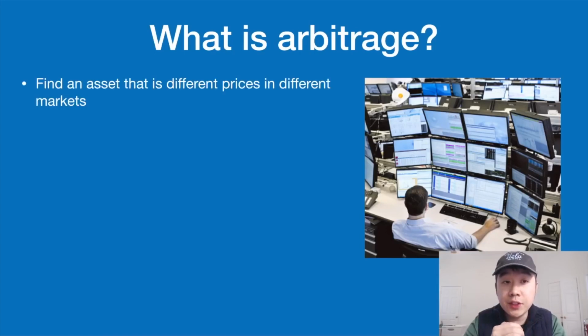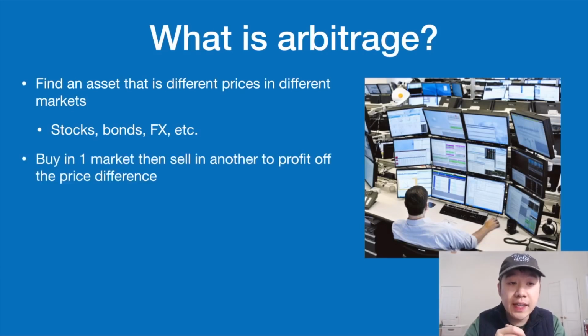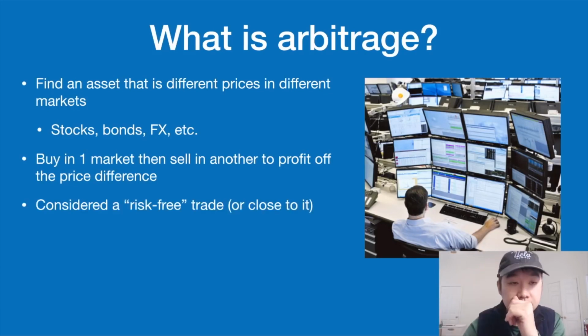Well, first of all, to do this, you need to find an asset that has different prices even though it's the same asset in different markets. You can do this technique with stocks, bonds, forex, and more. Basically, the idea is that you buy this asset in one market and then sell it in another market where it's a different price to profit off the difference. This is considered a risk-free trade, or pretty close to it if there ever is one.